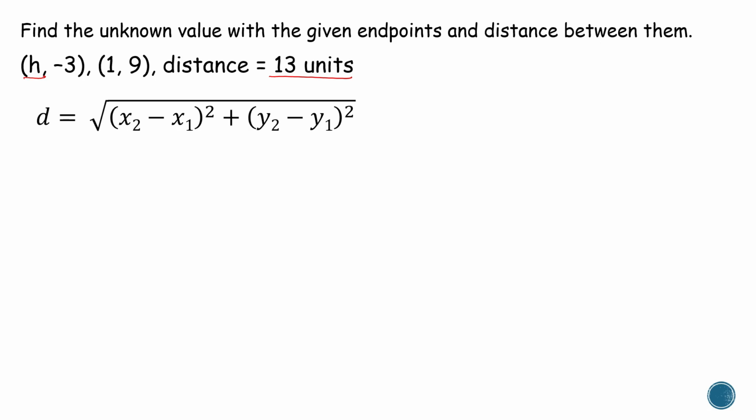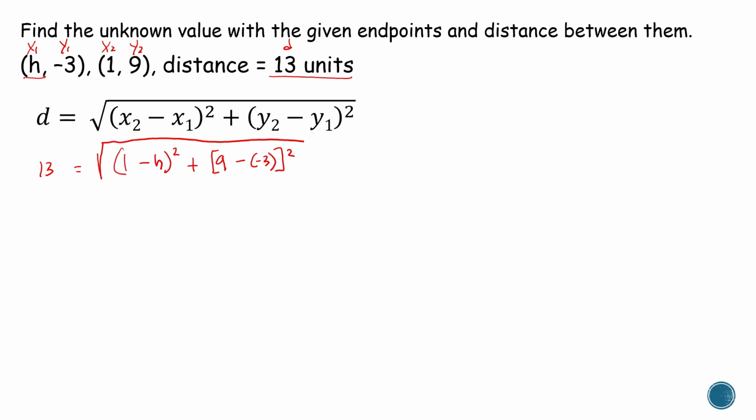So of course we will use the distance formula, and let's say this is our x1, this is our y1, our x2, y2, and of course that 13 is our d. So the first step is we will substitute those values to the respective variables. So this will be 13 equals the square root of (1 minus h) squared plus (9 minus -3) squared.